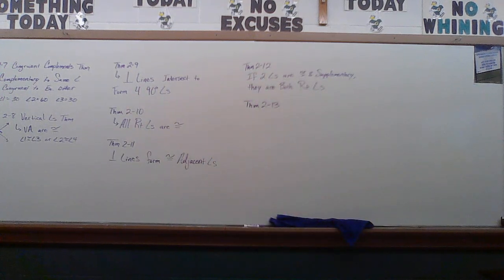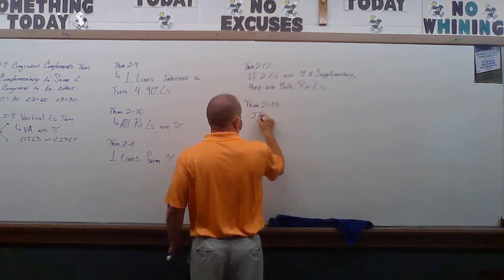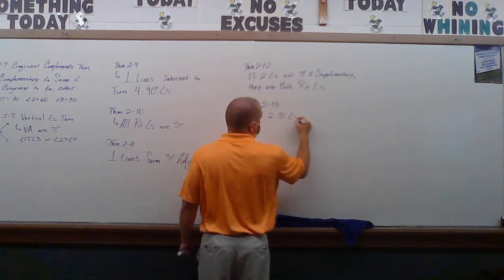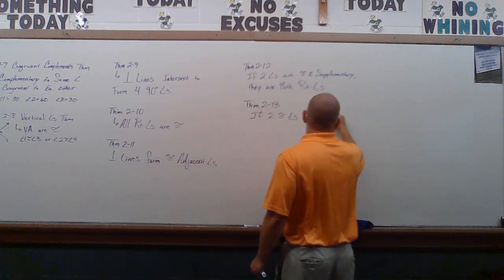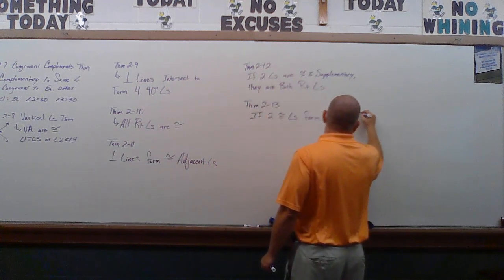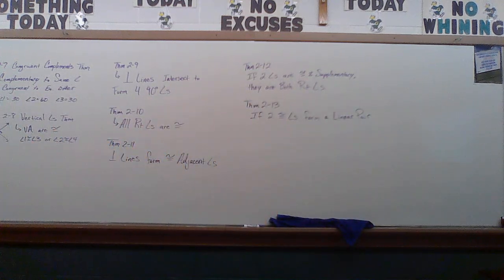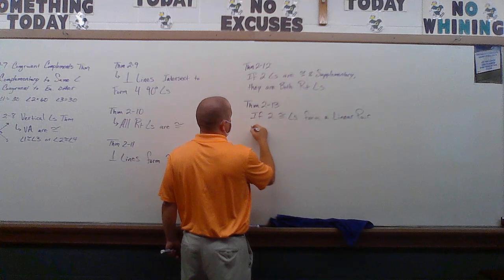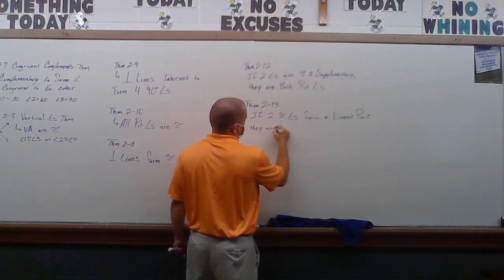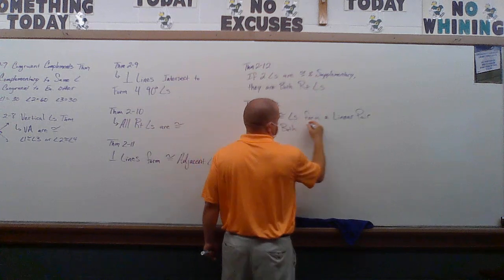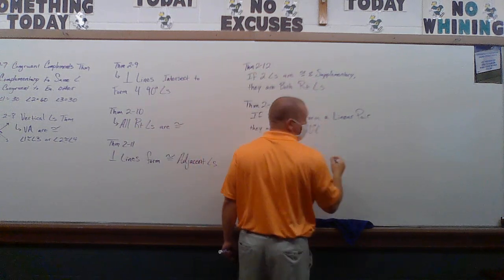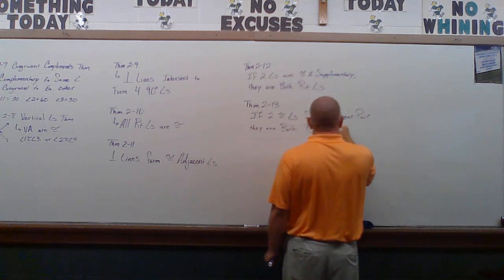Theorem 2.13. If two congruent angles form a linear pair. Think about it again. Two congruent angles form a linear pair. They have to be what? Right angles, right? They are both 90 degrees. Or they're both right angles.